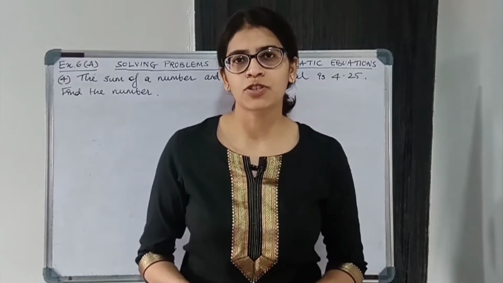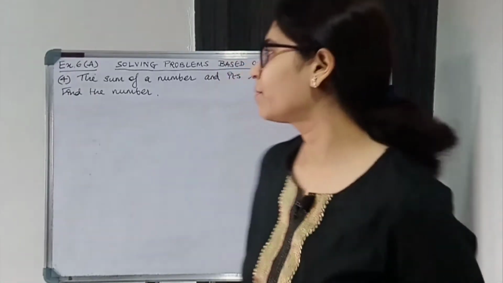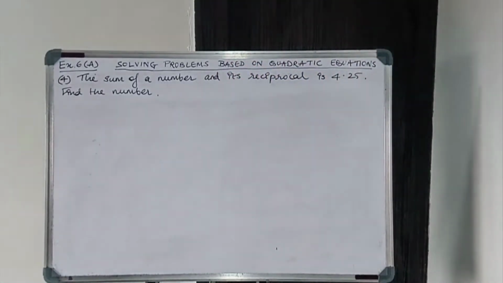Let's read the next question. Question number 4. The sum of a number and its reciprocal is 4.25. Find the number.